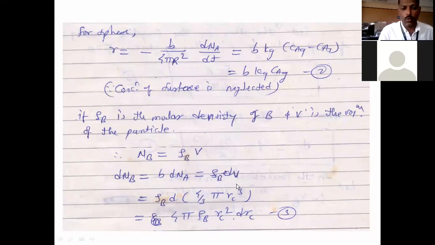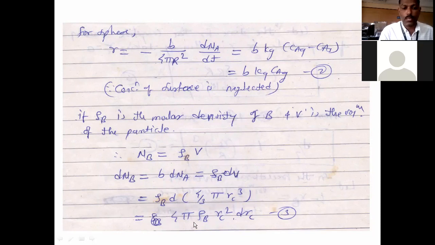So what is V? V is the volume. How do we calculate the volume of a spherical particle? That is 4/3 π R_C cubed, where R_C is the radius of the unreacted core of the particle, the internal circle in the sketch. So what is here ρ_B? dN_B equals ρ_B times d of V, and we put V as 4/3 π R_C cubed.